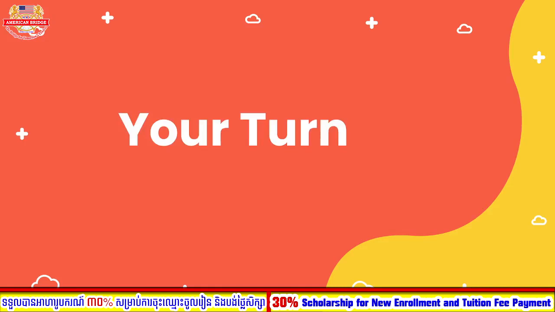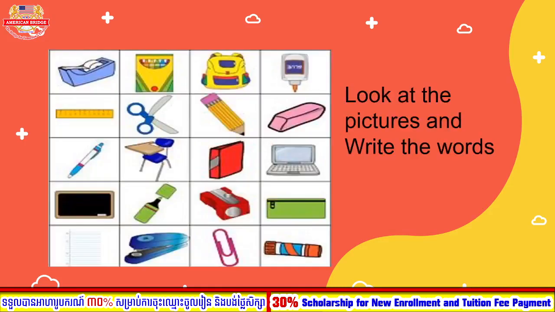Okay, this one is your turn. You need to look at the pictures and write the word. Teacher has the pictures in here, so you can write this down into your notebook, or you can draw the picture. If you cannot draw the picture, you just put number 1, number 2, number 3 until you finish the pictures in here, and after that you need to write the word. Okay, I hope that you can do it as well, and don't forget to send it to teacher.